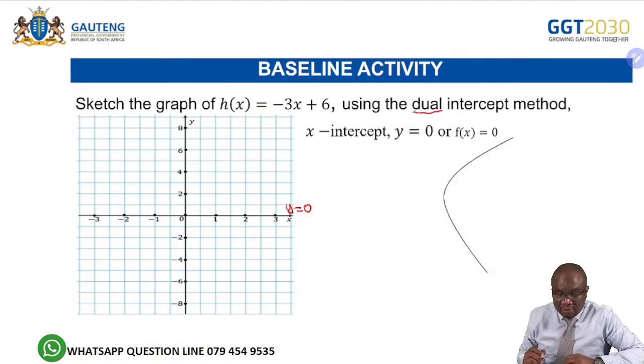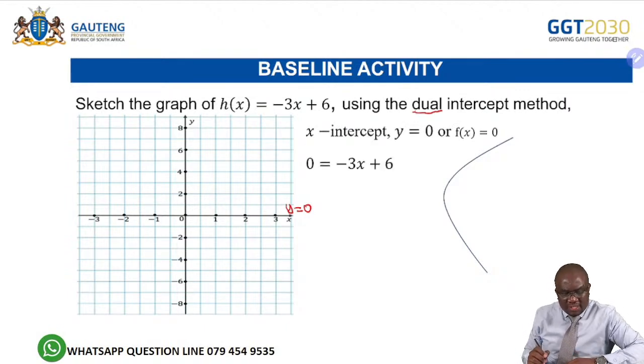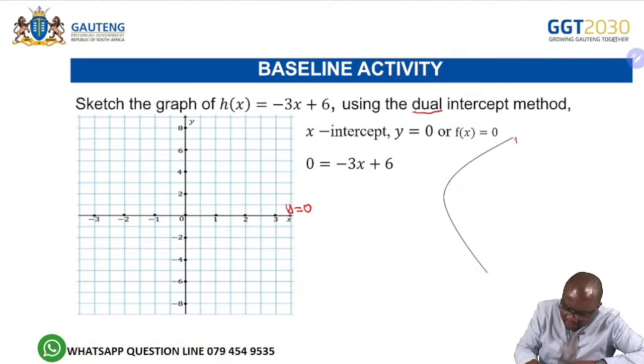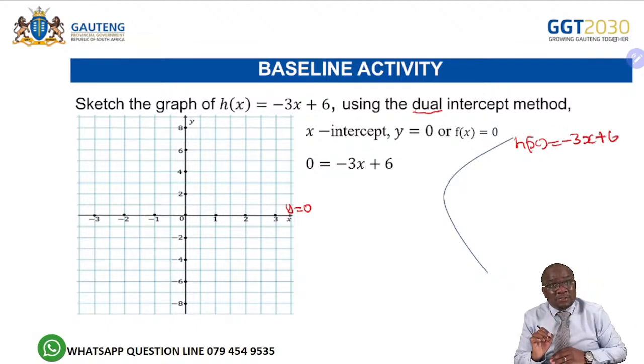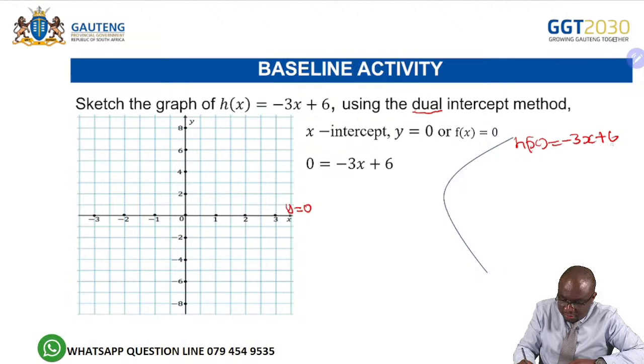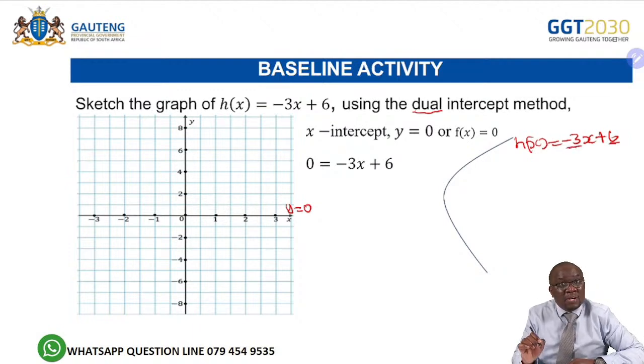So now this is our equation, and do you see that our equation was h of x is equal to negative 3x plus 6? I want you to take note. We talked about the q. In this case, our q is 6. We talked about the a. In this case, our a is negative 3. We want to see the effect of these two parameters.